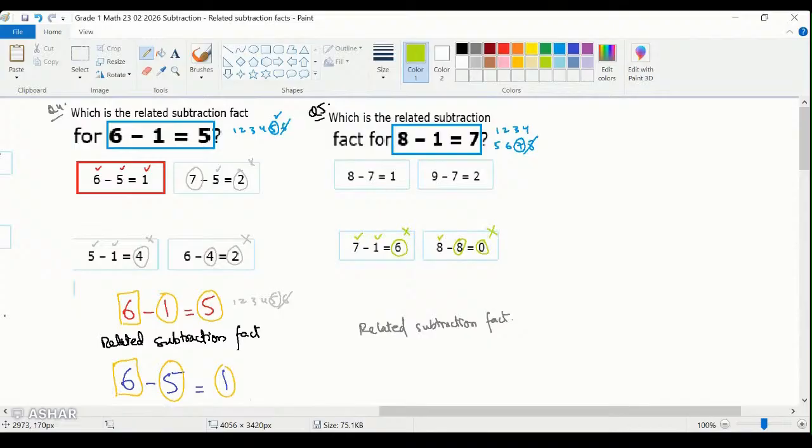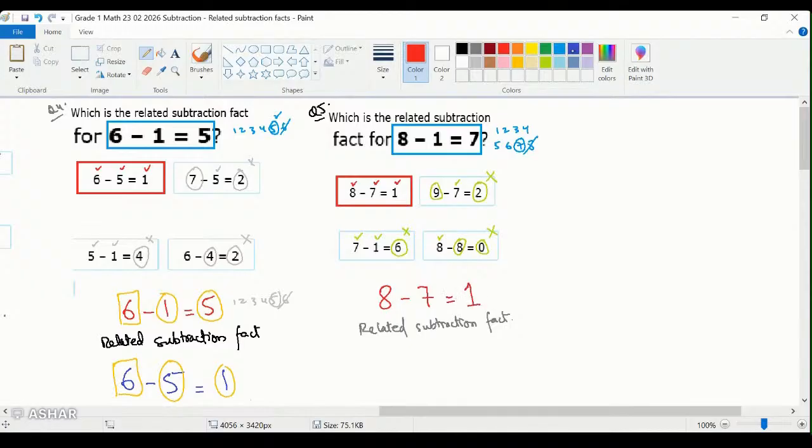Then the third option says 9 minus 7 is, we don't need a 9. We need a 7, we don't need a 2. This is not possible. That means the first option that was given to us would be possible, because we have the same numbers 8, 7, and 1. So the subtraction related fact 8 minus 7 always equals 1.